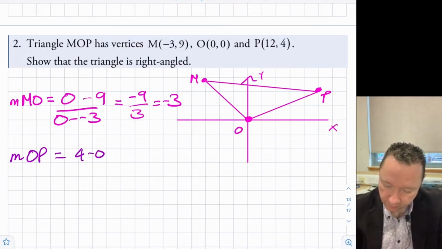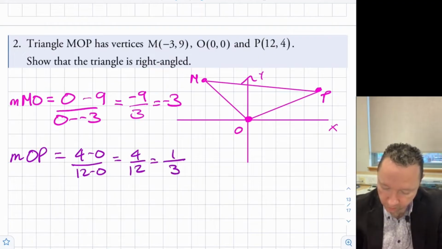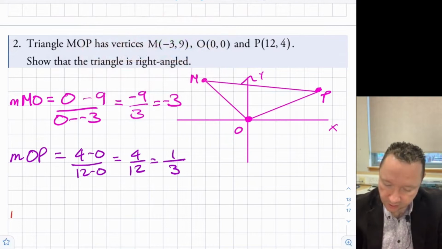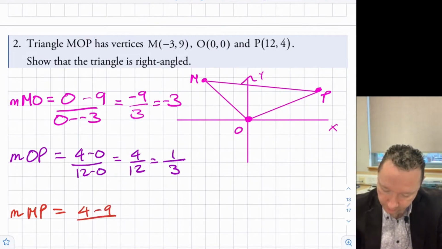So O to P, that's going to be 4 minus 0 over 12 minus 0. That's 4 12ths. We'll simplify that to 1/3. And just to be on the safe side, let's check our last gradient. The gradient from M to P. That's going to be 4 minus 9, and it's going to be 12 minus minus 3.